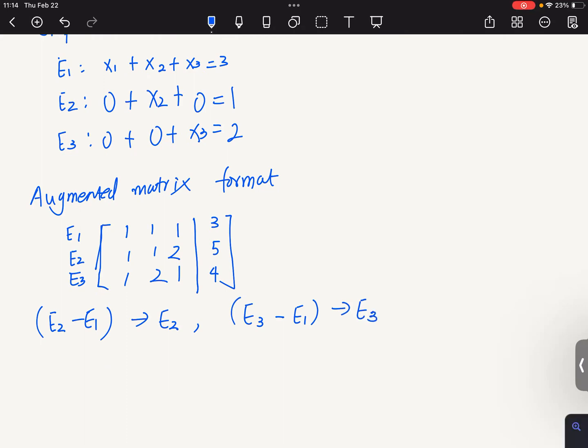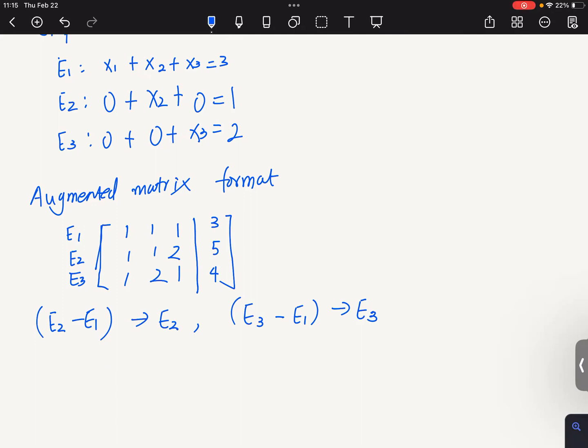Because our goal for this step is to get the components below the diagonal to be 0. We want to make them 0, and that's why we did such operations here. We want to use the first row's diagonal element to eliminate all the elements below it. And so we did such operations, and after them, you get this.